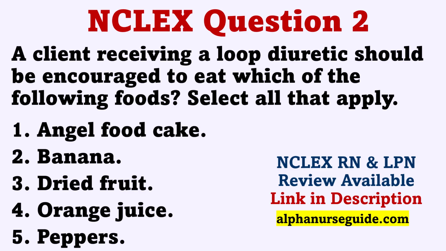The correct answers are 2, 3, and 4. Hypokalemia is a side effect of loop diuretics. Bananas, dried fruit, and oranges are examples of food high in potassium. Angel food cake, yellow cake, and peppers are low in potassium.